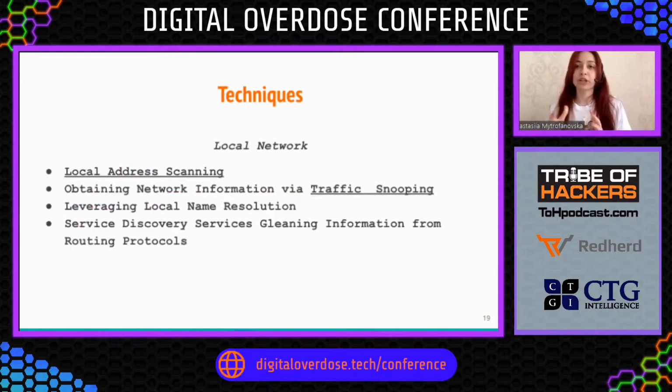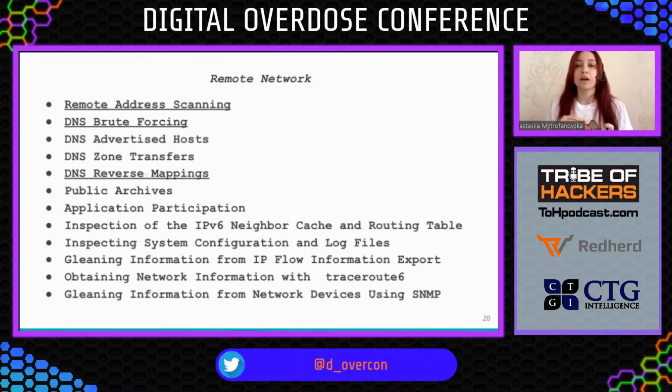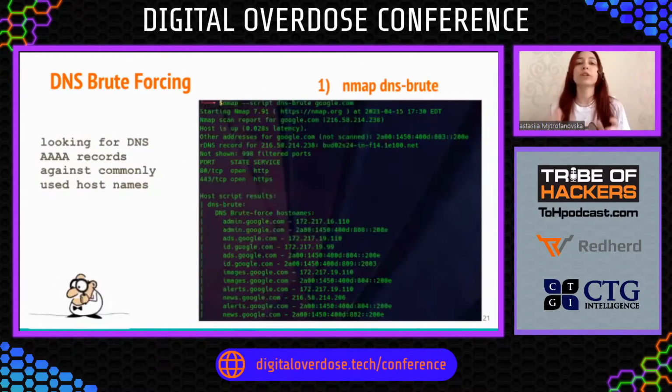So what about techniques? If we're talking about a local network, the following techniques were found to be effective, and I'll cover them a bit later: local address scanning and traffic snooping or sniffing. On the other hand, if the target is a remote network, the following techniques may be used, and I'm going to describe them in more detail: remote address scanning, DNS brute forcing, and DNS reverse mappings.